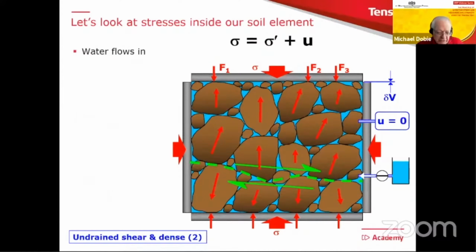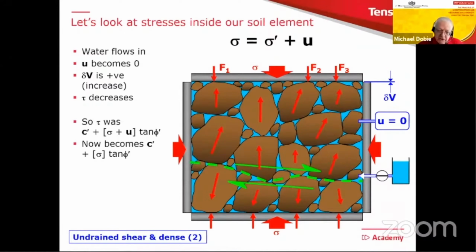Well, of course, water must flow in because the water is in a state of suction. So the water goes into the sample, which means that the volume increases, as you saw just then. And that means that the shear resistance must decrease. So the original shear resistance was c' plus (sigma plus u) times tan phi'. And that now becomes c' plus sigma times tan phi'. There is a reduction in shear resistance.